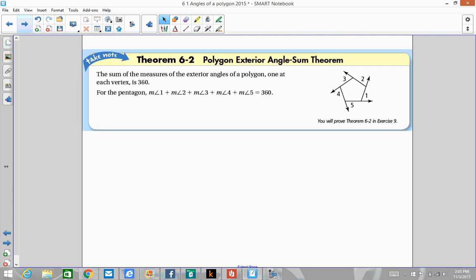Theorem 6.2 says the sum of the exterior angles of a polygon, one at each vertex, is 360. So it's always equal to 360. So the sum of the exterior angles equals 360, no matter what. Well, at least you know what number to make them equal to when you're working on them.